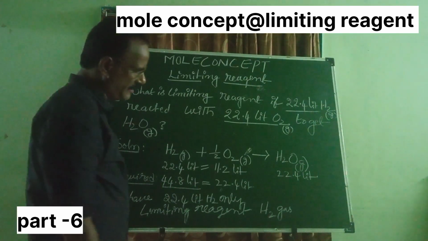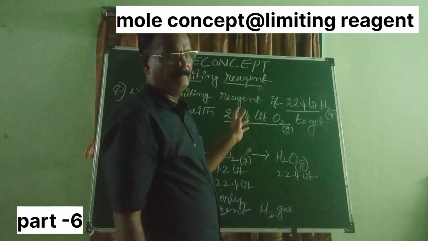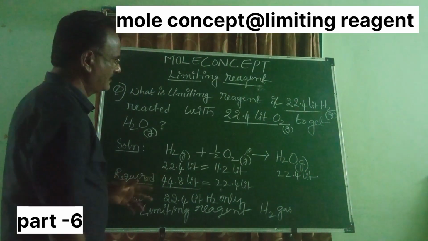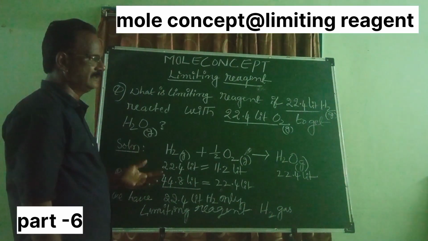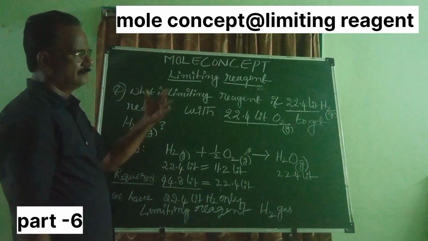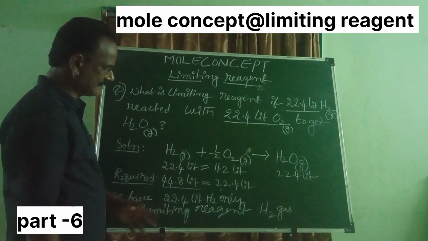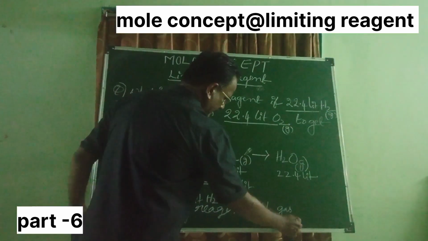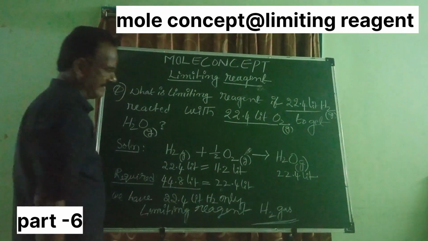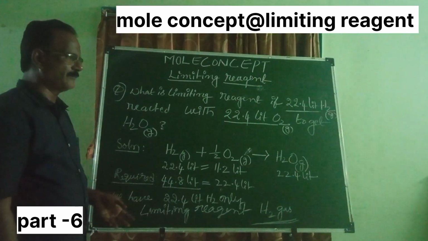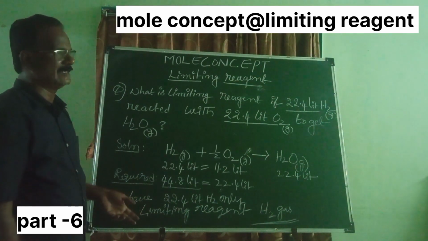So, as per the problem, both quantities are the same. But, based on the balanced equation, we require much more hydrogen than the hydrogen given in the problem. So, the limiting reagent is H2 gas. This is the answer. Such types of problems reveal the importance of balanced reactions.